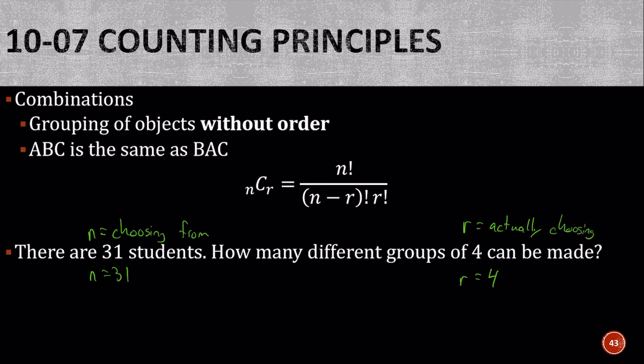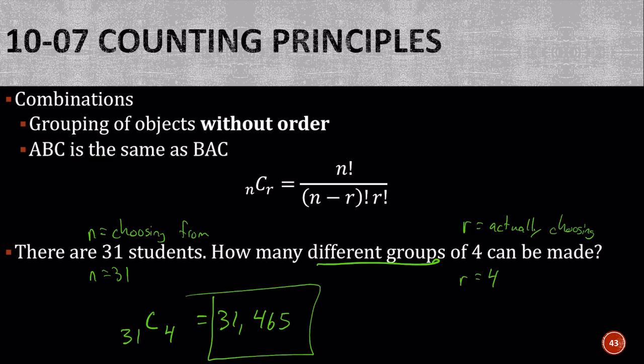So this would be, now we want different groups. The order that the people are chosen for the group doesn't matter. We just want the groups. So this is a combination. Order does not matter. Put it in your calculator. Get 31,465 different groups out of the 31 students.